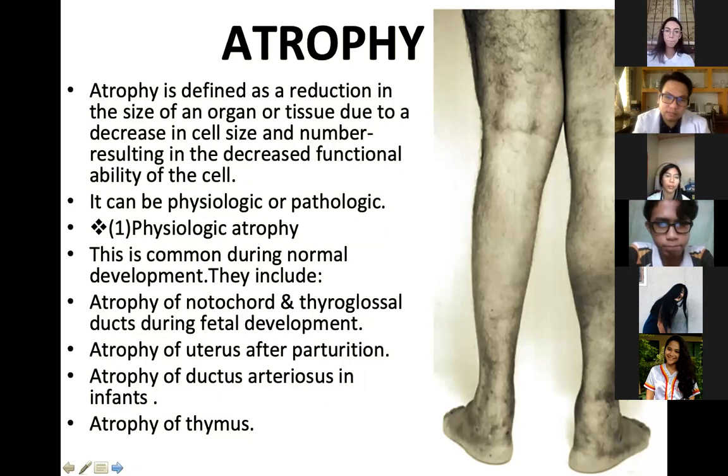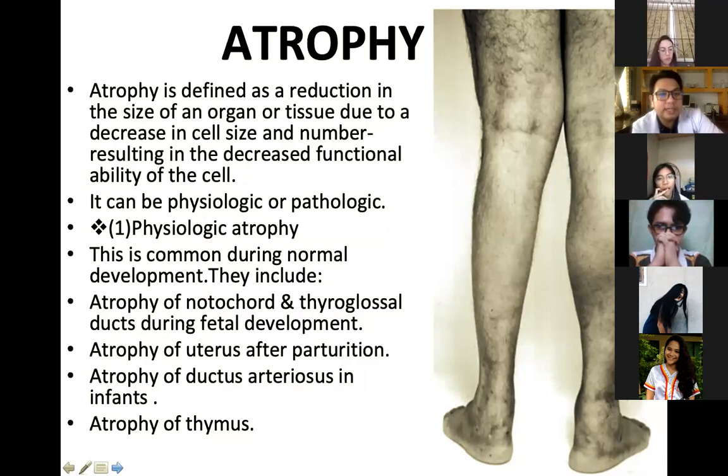Next is atrophy, the opposite of hypertrophy. Okay. It is defined as the reduction in size of an organ or tissue due to decrease in cell size and number, resulting in the decreased functional ability of the cell. So again, it has two types, physiologic and pathologic.